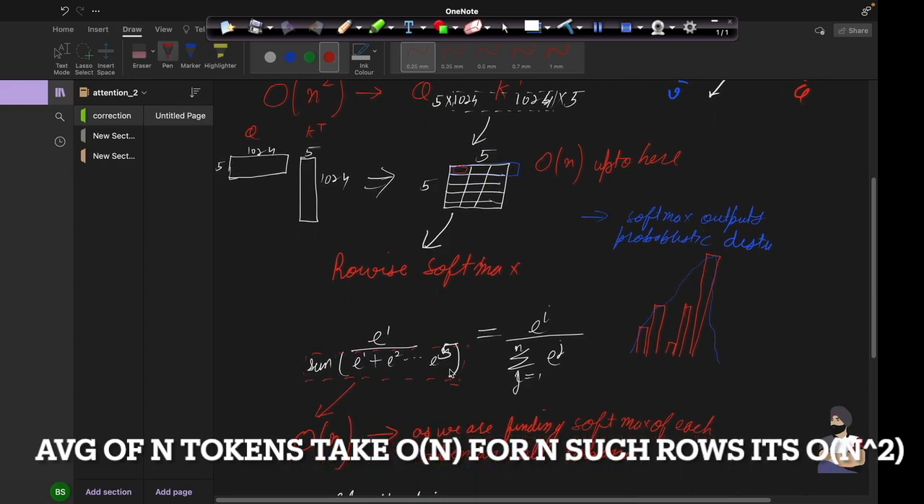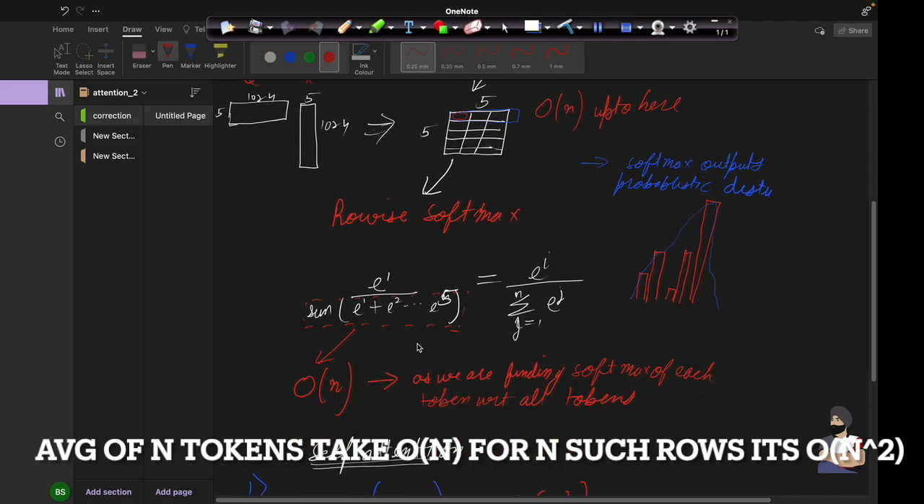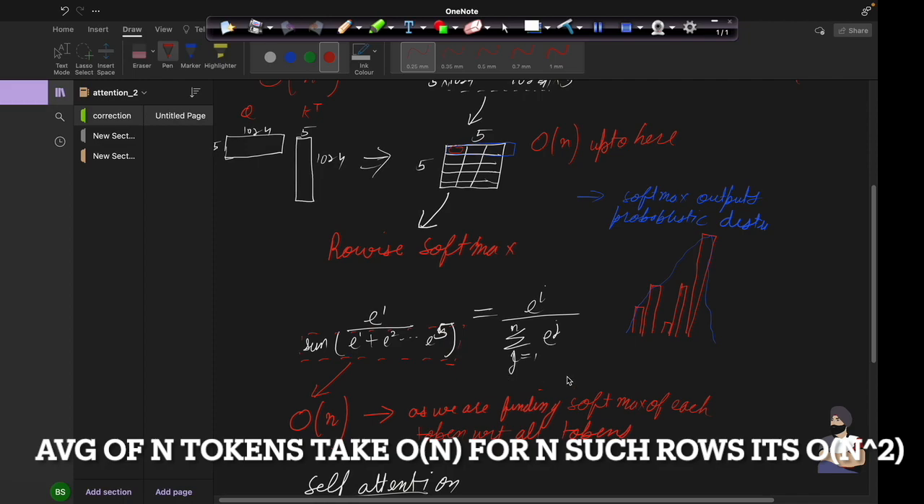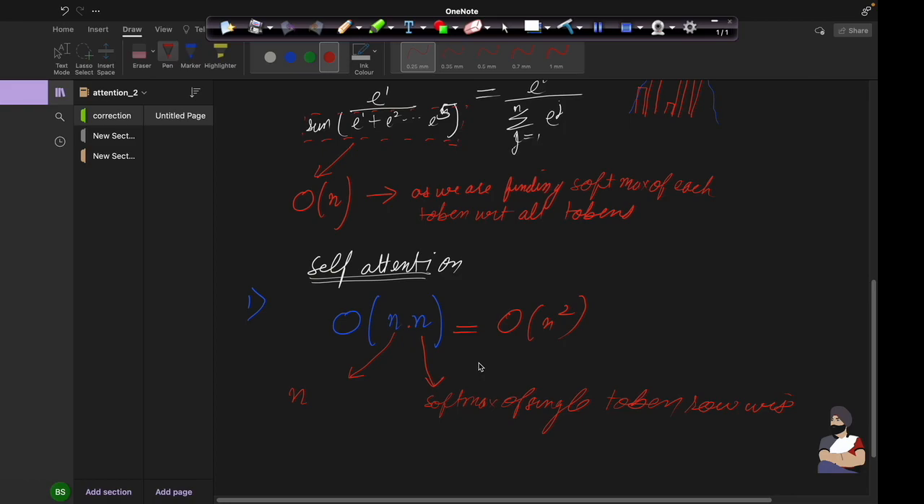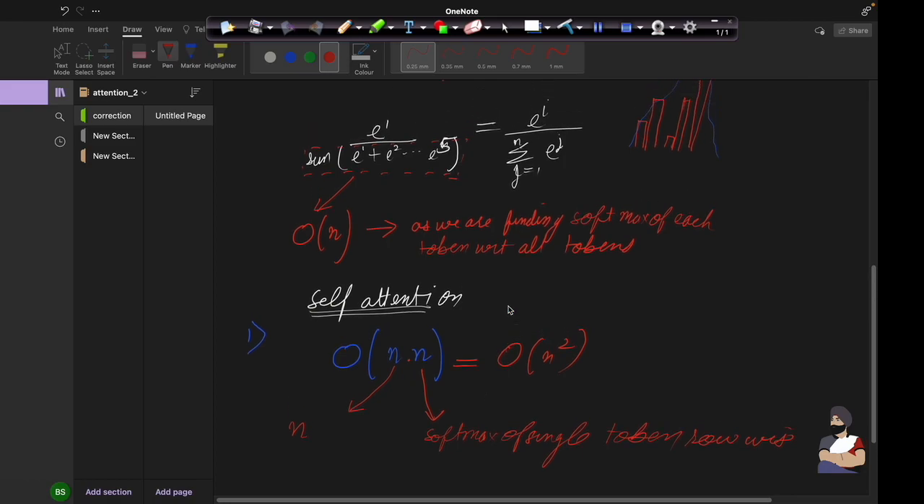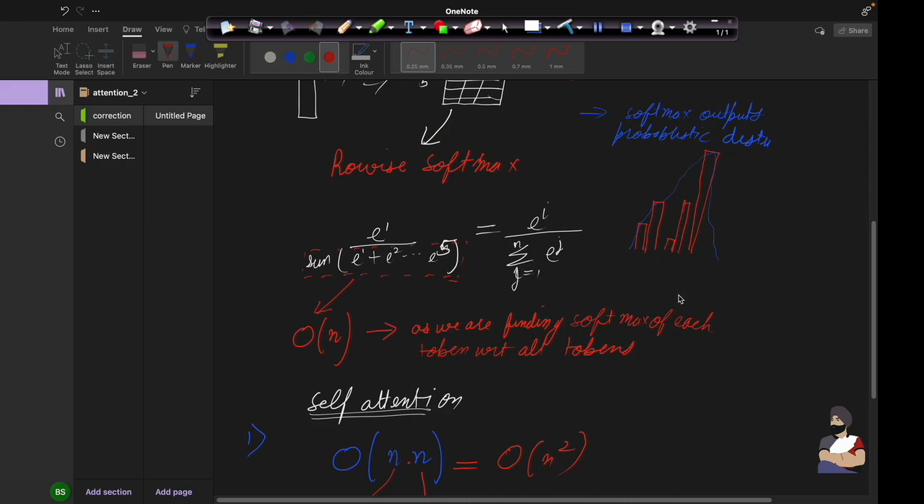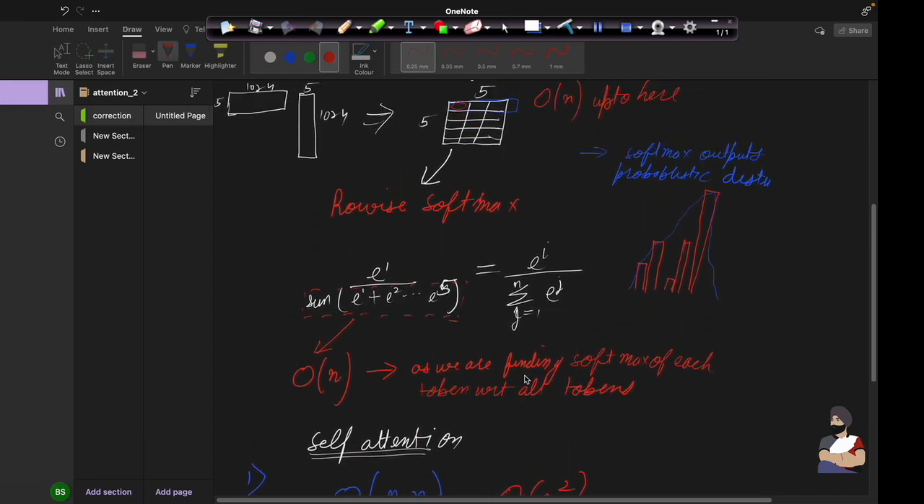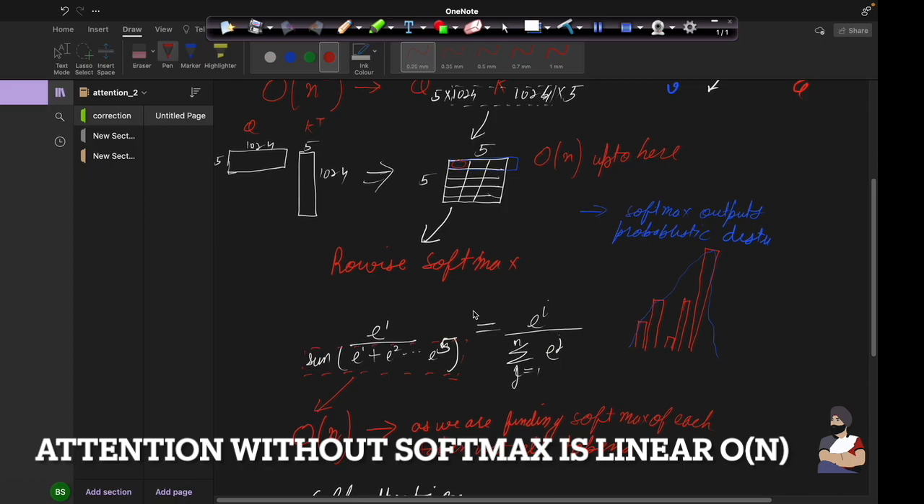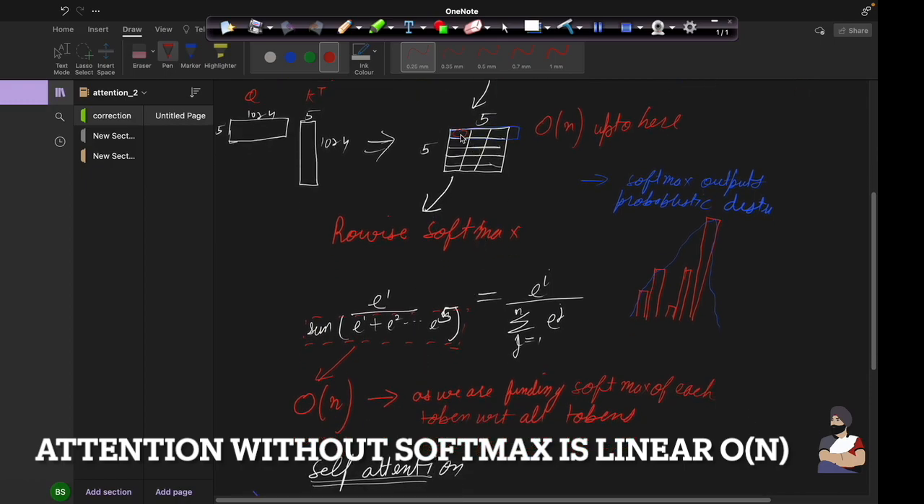This operation, where we are summing all the values of all the tokens, takes order of n. As we have n such tokens, we have n such rows. One row takes order of n, another also takes order of n, so the time complexity is order of n square. This is how self-attention is order of n square. This row-wise softmax is a non-linear process, and it is what makes the attention mechanism quadratic in nature.